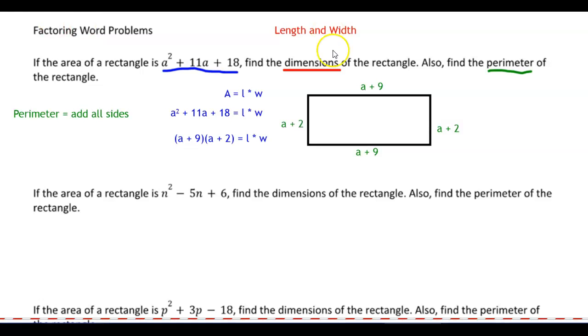Okay, there's my labels, and you know that the perimeter is when you add all the sides of a shape. When I'm adding all 4 sides of this rectangle, that means I'm taking a plus 9, a plus 2, a plus 9, and a plus 2, and adding them all together. Here's how that looks. Since we're just adding, we're going to add all sides regardless of the parentheses. Combining like terms, all of these a's become 4a, and 9 and 9 is 18, 20, 22. So the answer should be 4a plus 22.